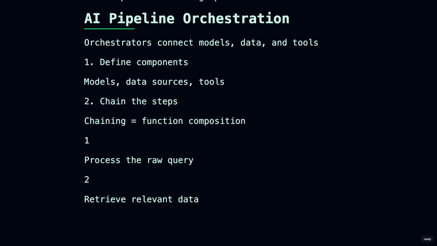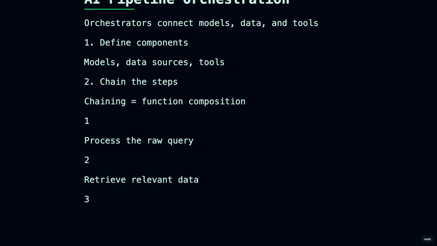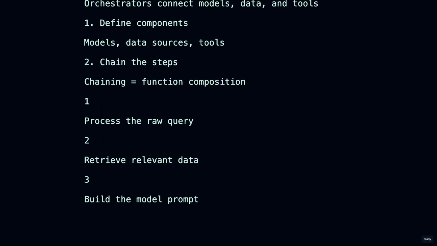Then the system prepares the final prompt by combining the query and the retrieved information. This step matters because the model expects input in a specific format. The orchestrator packages the pieces so the model can use them correctly.